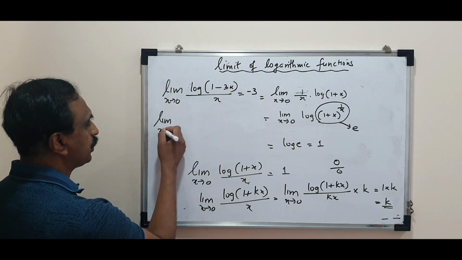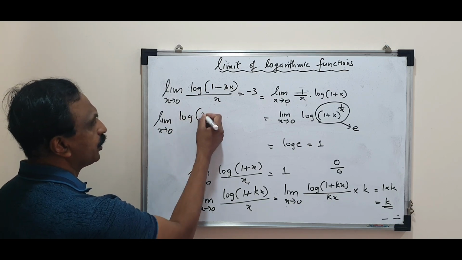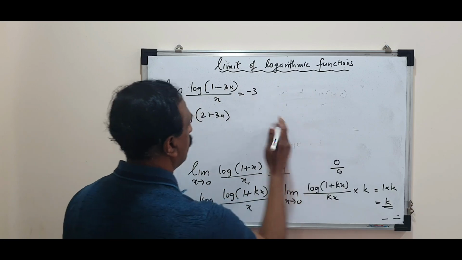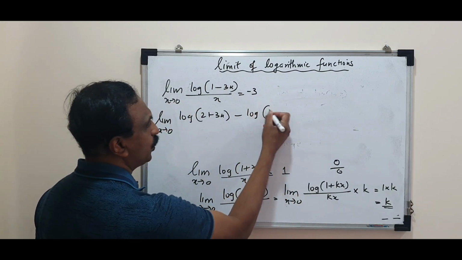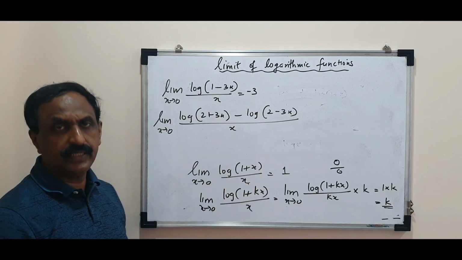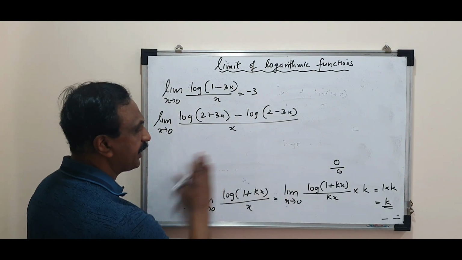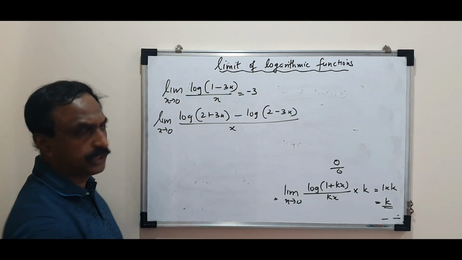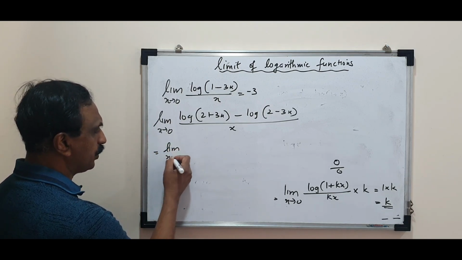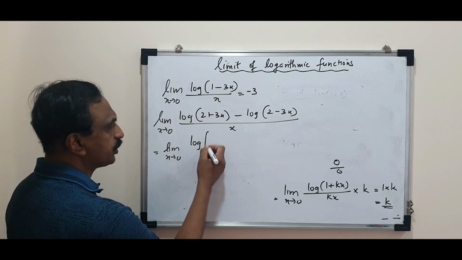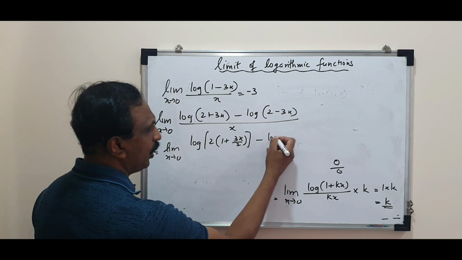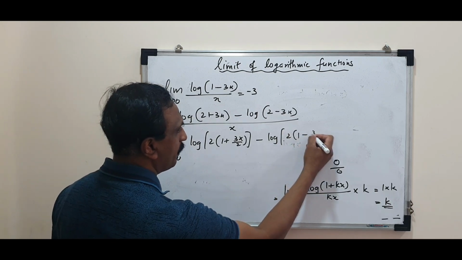Limit x tending to 0, log of 2 plus 3x minus log of 2 minus 3x upon x. One method is we can apply the derivative method, but you can do this mentally. You can see that limit x tending to 0, I can write this as log of 2 common 1 plus 3x by 2 minus log of 2 common 1 minus 3x by 2.